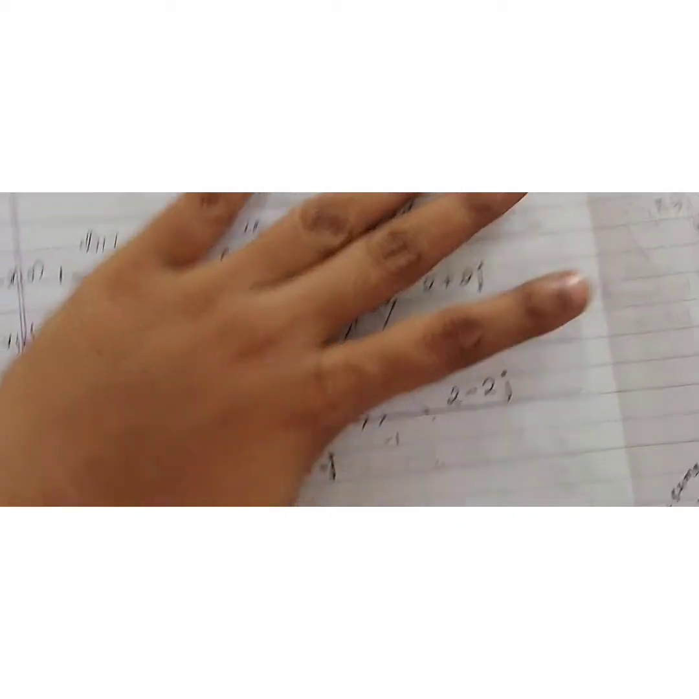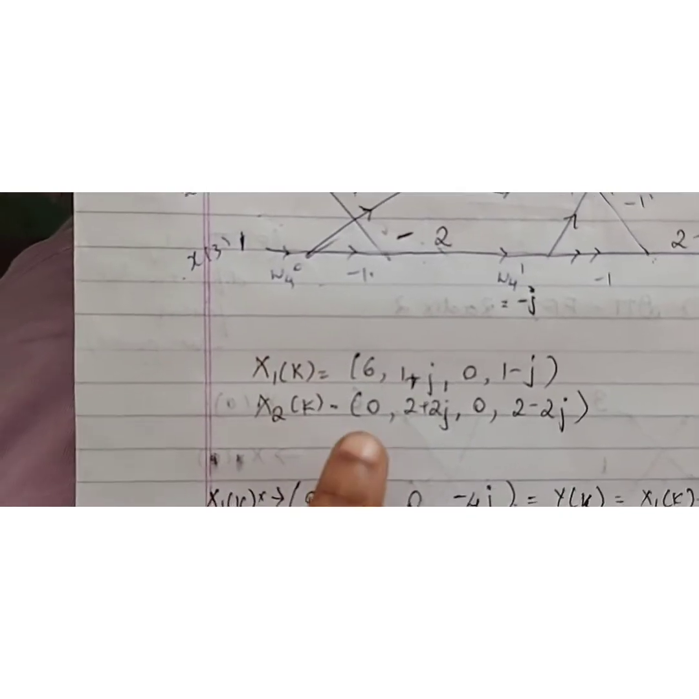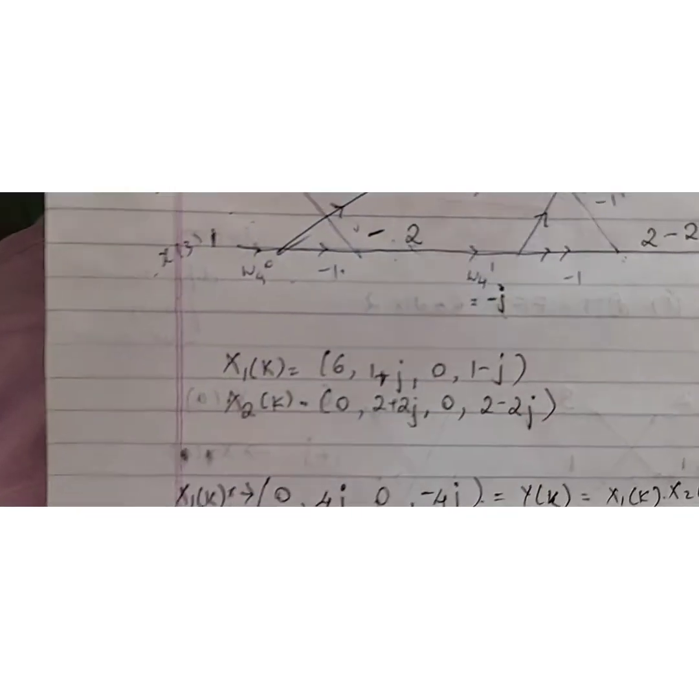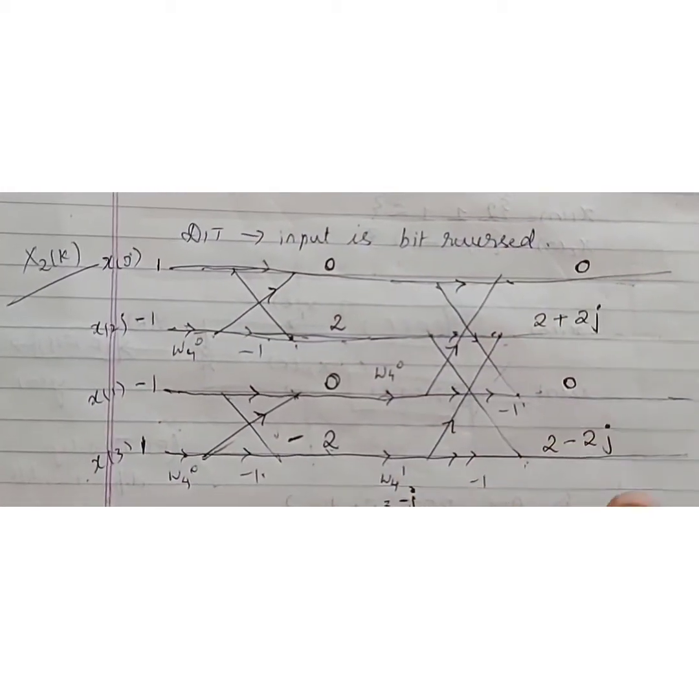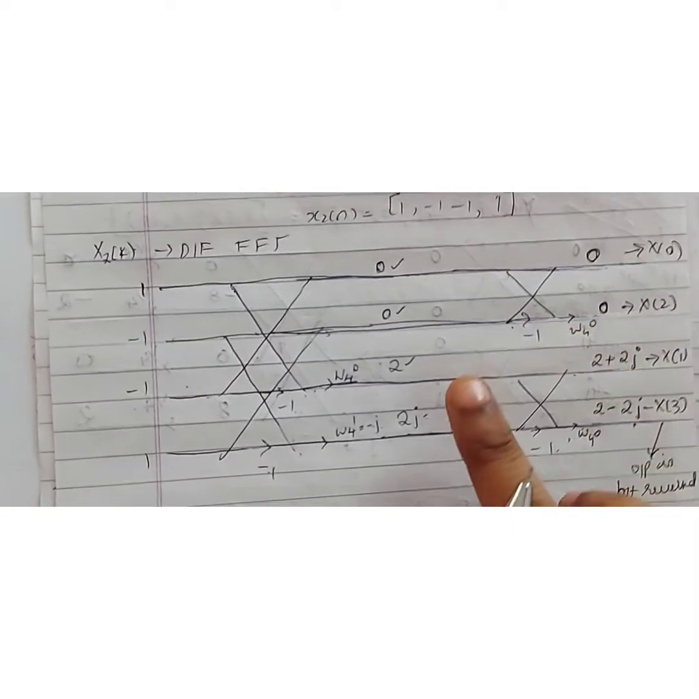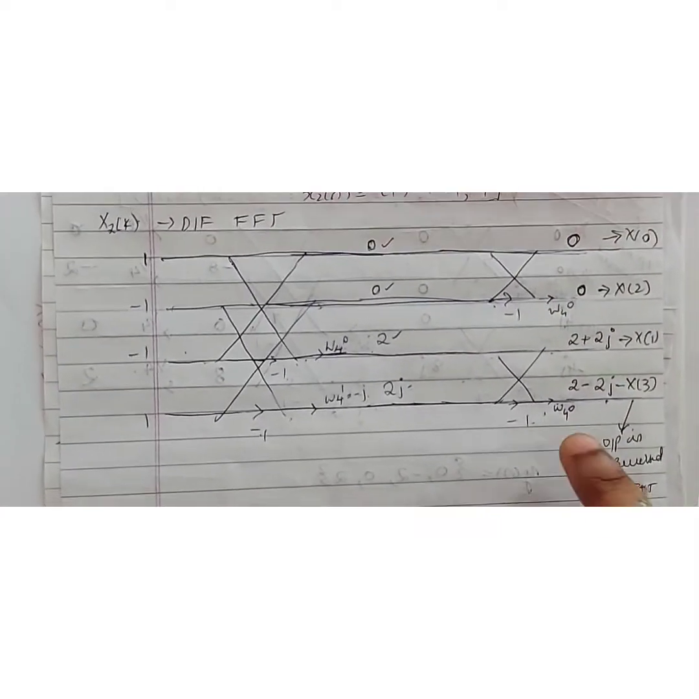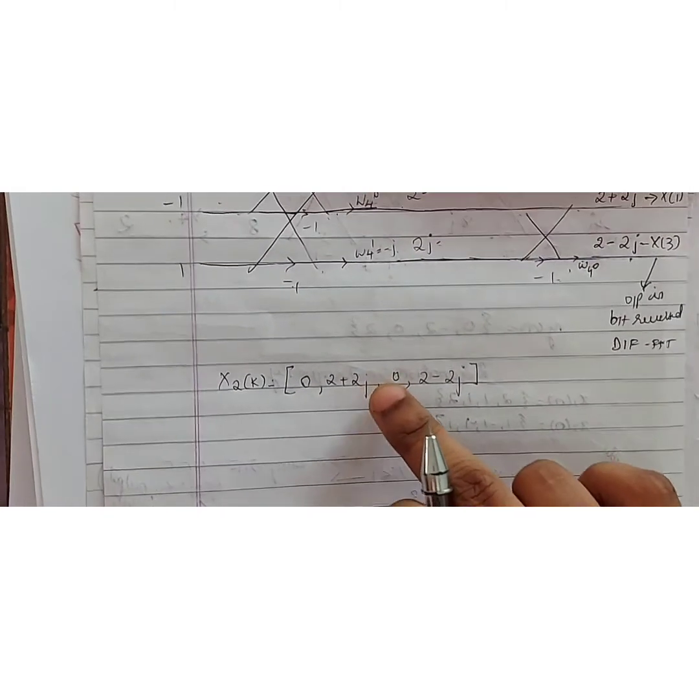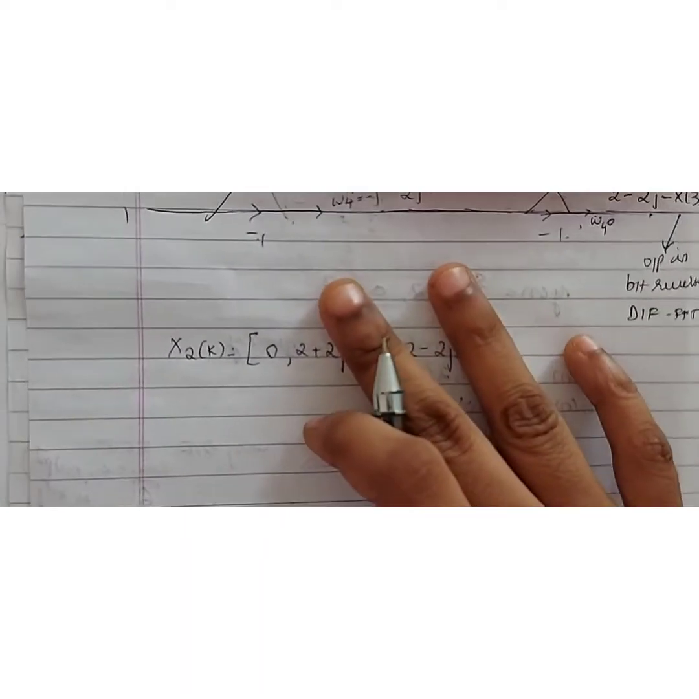Your x2 of k values were the same. See, 0, 2 plus 2j, 0, 2 minus 2j. These were the values you got, but here it is in the same order. You can see your x2 of k, whereas in case of DIF FFT, you can see it is bit reversed in nature. Okay, but the answer you write it in the same order. So you got the same answer.